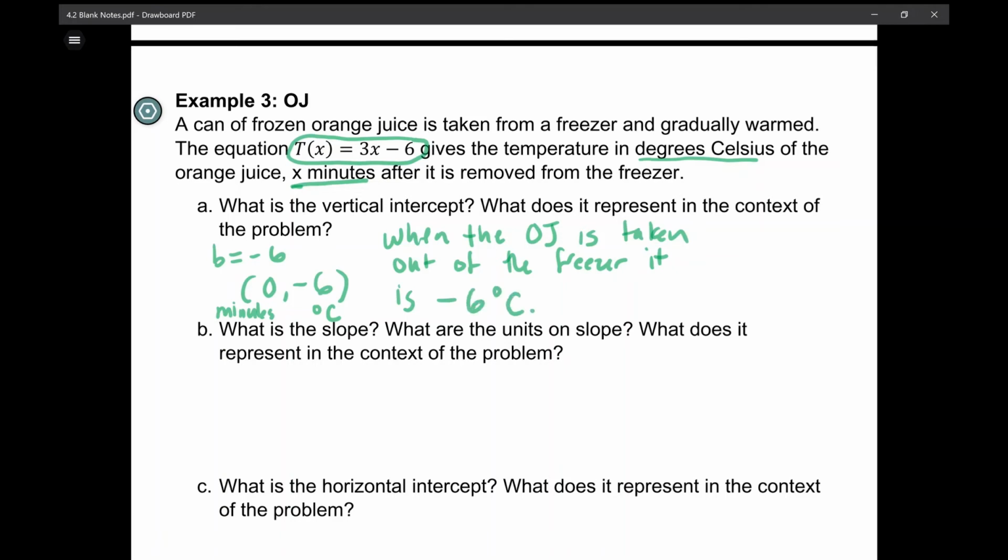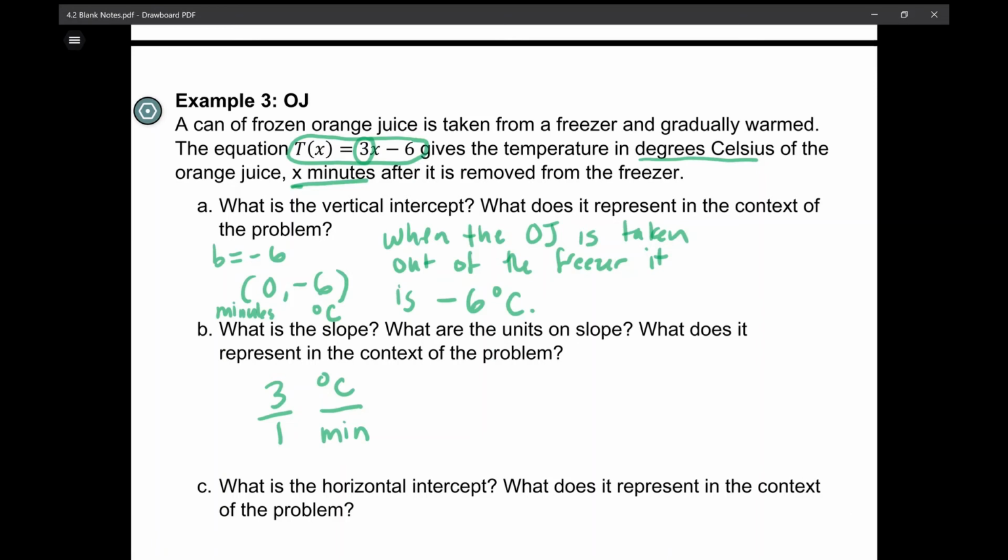All right, well, let's look again. What is the slope? What are the units on slope, and what does it represent in the context of the problem? I can read the slope right from the equation. It's 3, and I'm going to write 3 to 1. The slope is 3 to 1. What are the units on slope? Now remember, units on slope are units on output divided by units on input, rise over run. So 3 degrees Celsius per minute.